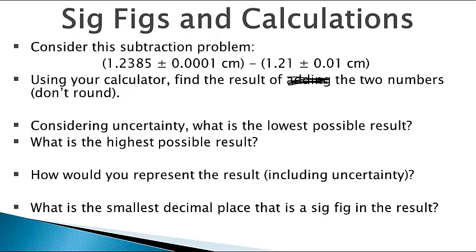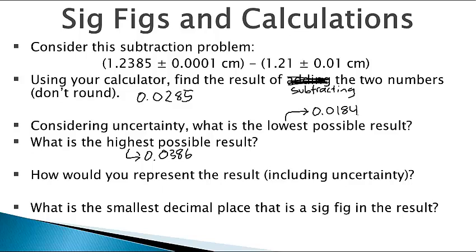Oh, shoot. That should say subtracting. .0285. .0386. .0184. All right. So I get those 3 values. How would I represent my result now?